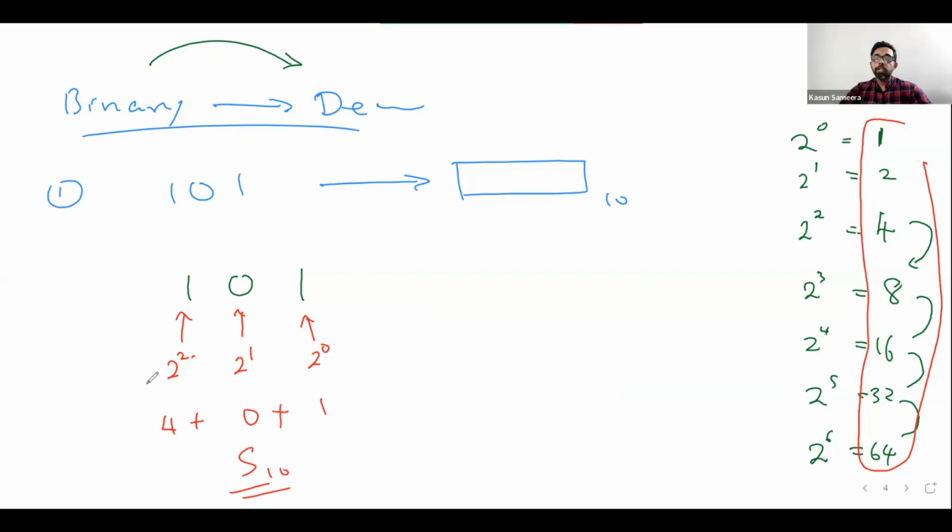Okay. What is the technique? We multiply each binary number with 2 to the powers. Why are we multiplying with 2 to the powers? Because this number is base 2.